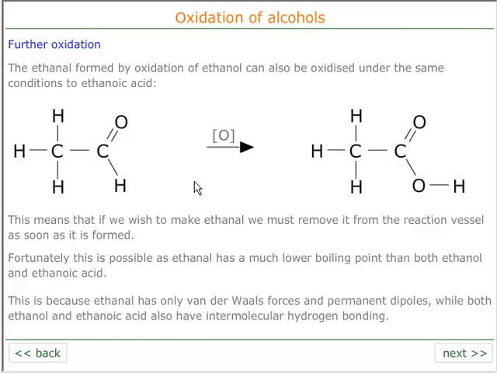In fact, ethanal can also be oxidized by exactly the same oxidation conditions as ethanol. So we have to be very careful here that if we want to make ethanal from ethanol, we must prevent this further oxidation. And this is done by removing the ethanal from the reaction vessel as soon as it's formed. We'll see how that's done in just a moment.